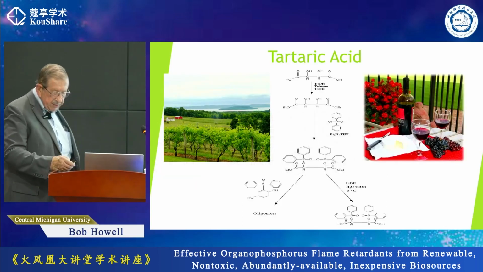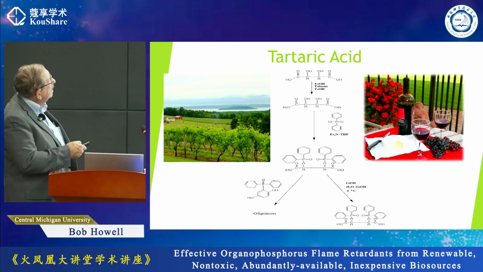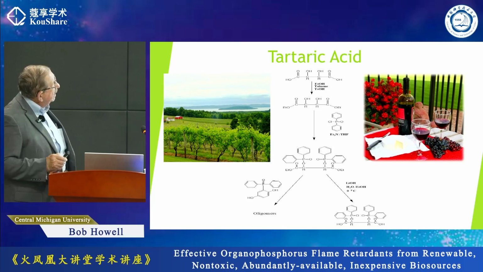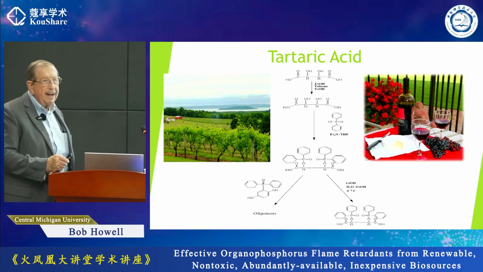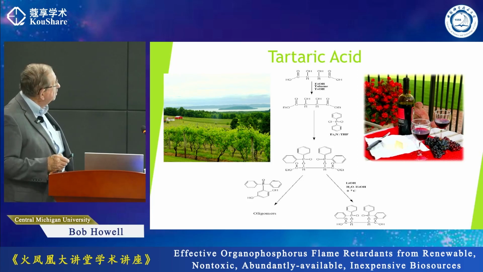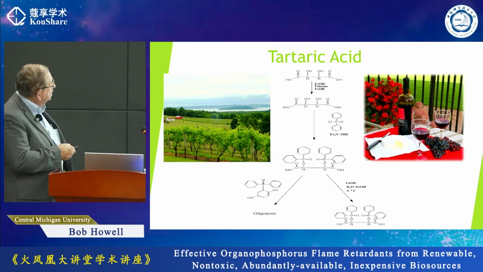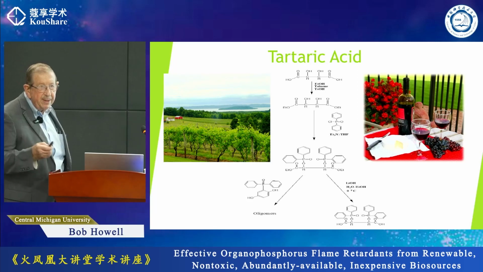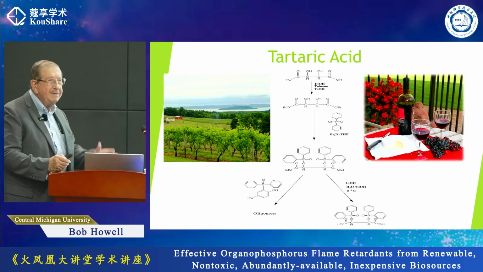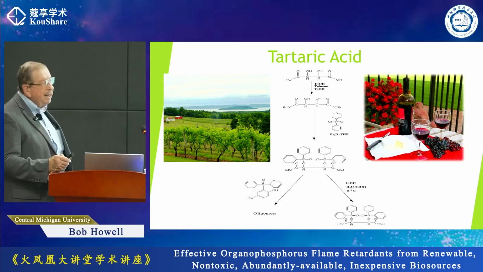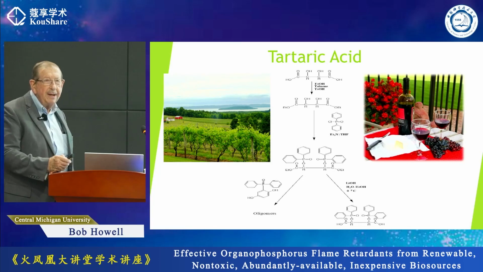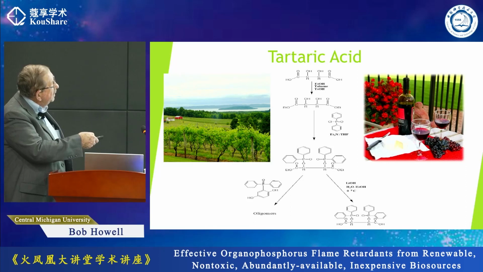Here's an example of tartaric acid. It's this structure. You see it has 2 hydroxyls, 2 carboxyls, and so it can be readily converted to a variety of materials. And this is a vineyard in the state of Michigan, in which I live in the U.S. It's the 3rd largest wine producing state in the nation. And over here is the way you enjoy it.